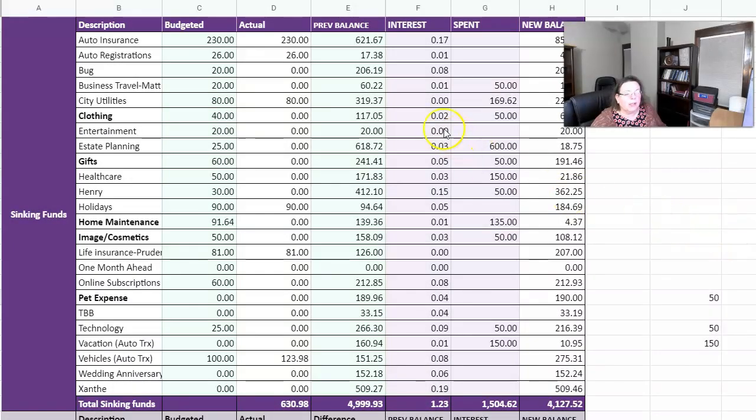All right, here we are with our sinking funds. I will just run through these quickly. We did $230 to auto insurance, $26 to auto registrations, nothing for Bugs account or business travel, $80 to city utilities, then nothing for clothing, entertainment, estate planning, gifts, healthcare, Henry, then $90 to the holidays, and then nothing for home maintenance or Image cosmetics, $81 to life insurance, then nothing for 1 month ahead, online subscriptions, pet expense, the budget balance, technology, or vacation, and then $123 to vehicles and nothing to wedding anniversary or to Xanthi's account.